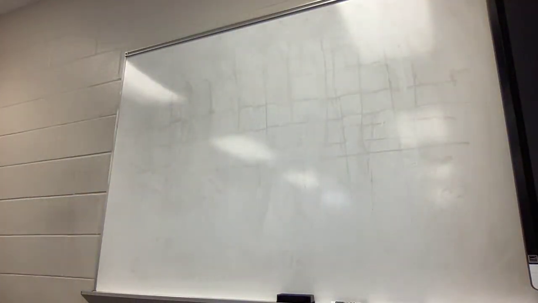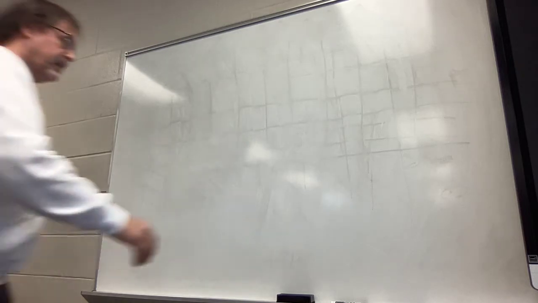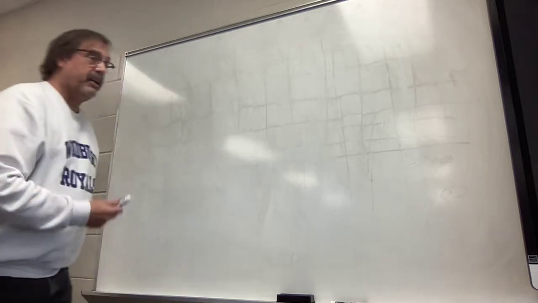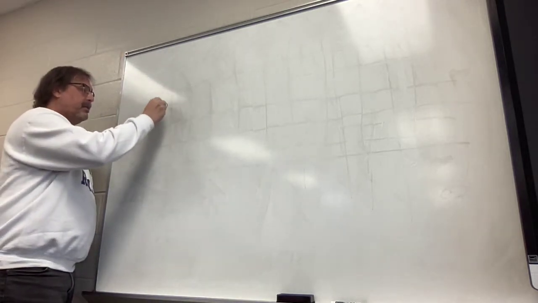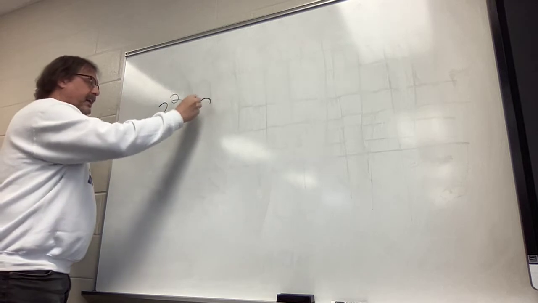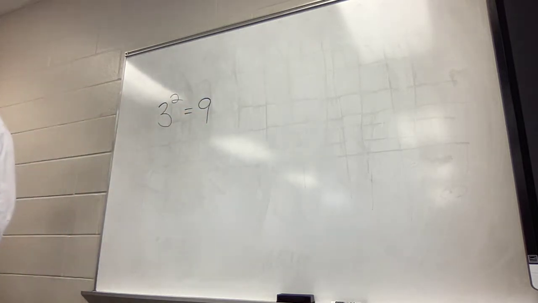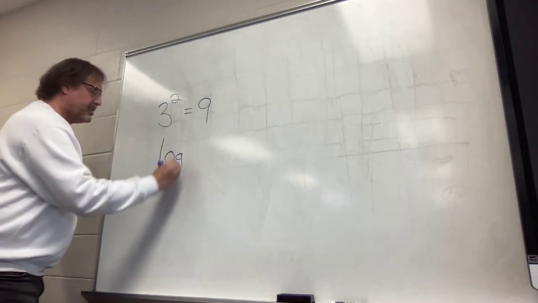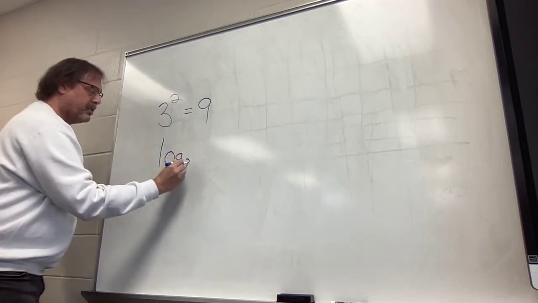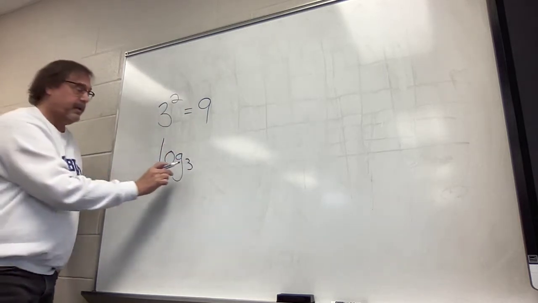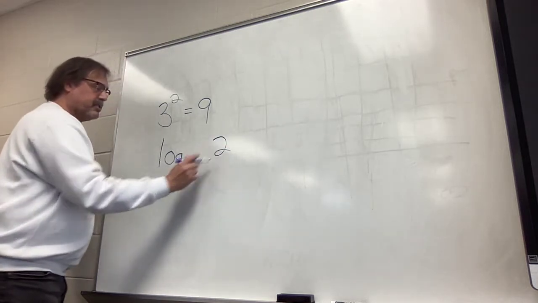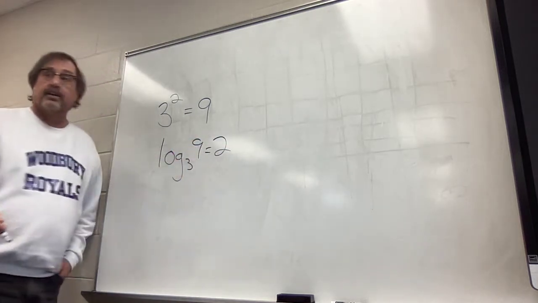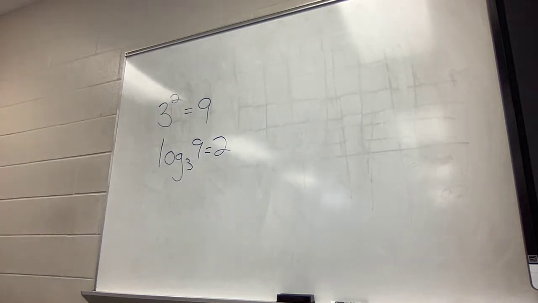Okie dokie. On Friday, I want to remind everybody what happened. We might have had an equation that said 3 to the second equals 9. And I said, please write that as a logarithm, even though you didn't really know what a logarithm meant. I told you to write it as log, and then think of it this way: log base 3 of 9 equals 2. The 3 is a little bit lower, it's called a subscript. Those two things mean the same thing.